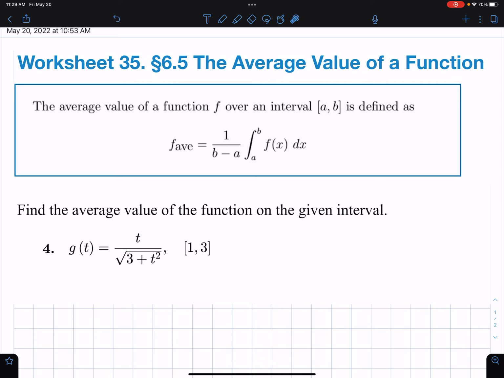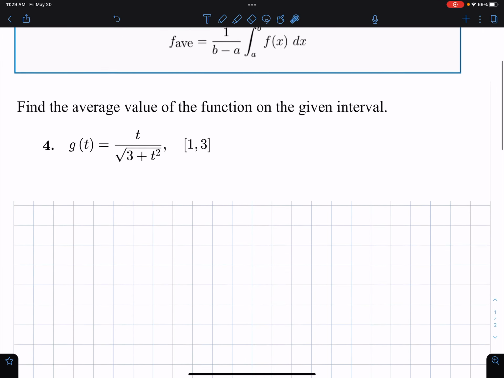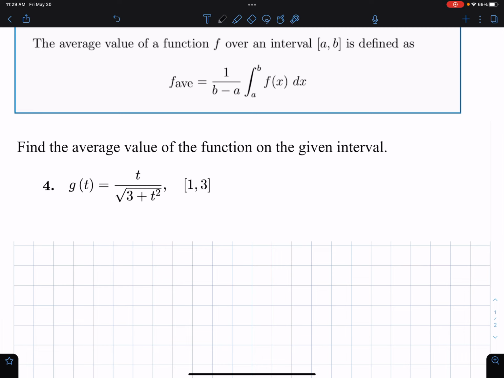This is not an explanation of how that formula comes about, but we're going to use this formula to find the average value of the function given by g of t. g of t is t divided by the square root of 3 plus t squared, over the interval from t equals 1 to t equals 3. So I'll go ahead and use the formula.